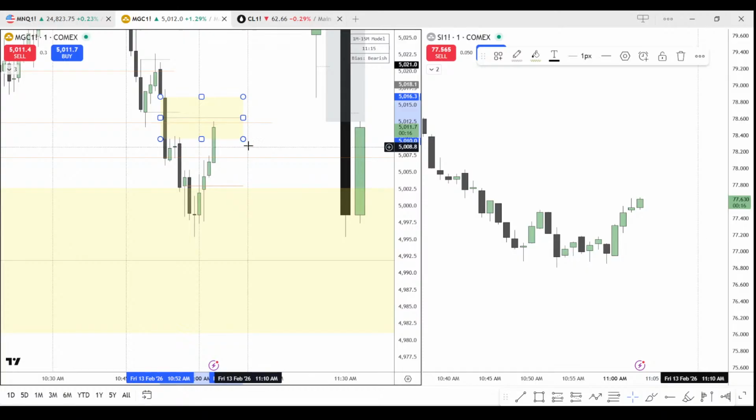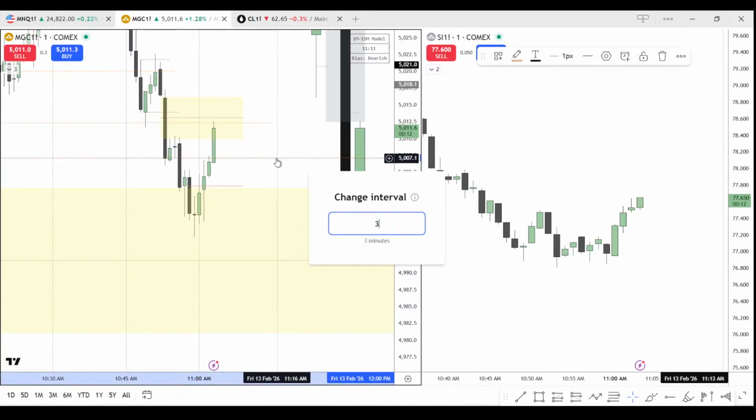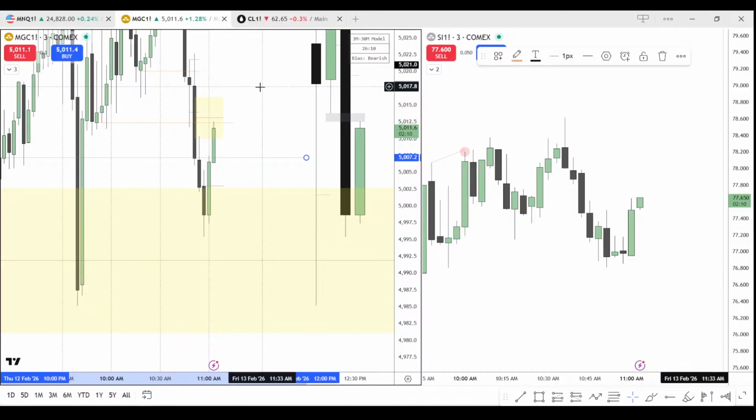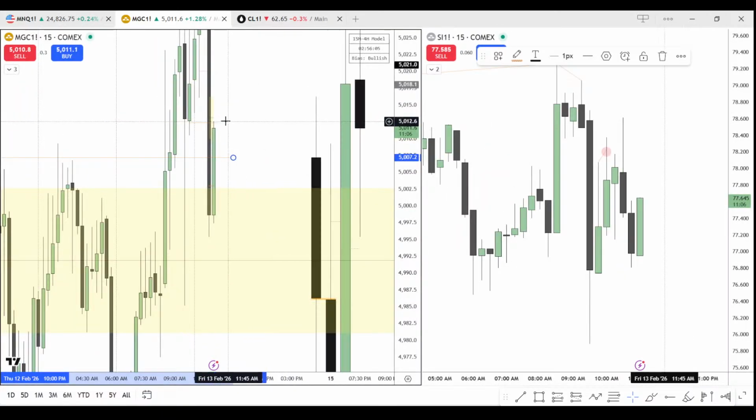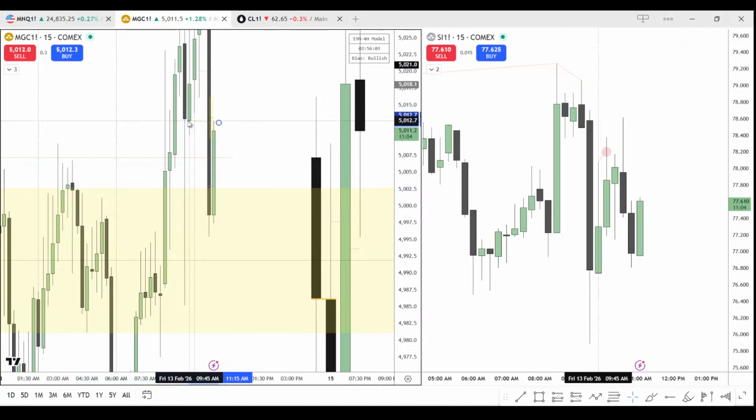You can still try if we get a reaction from this fair value gap, because that's a 3 minute gap there and 15 minute CST.